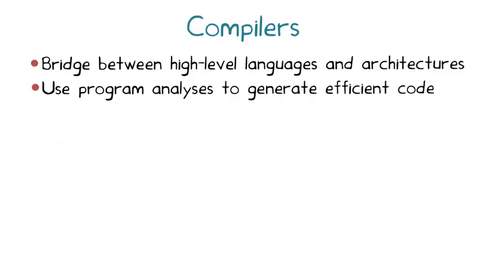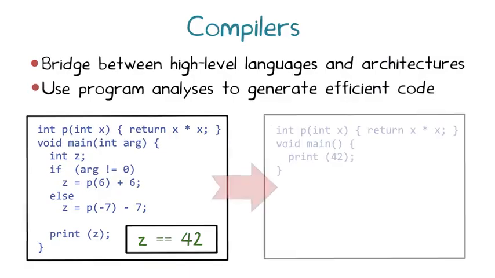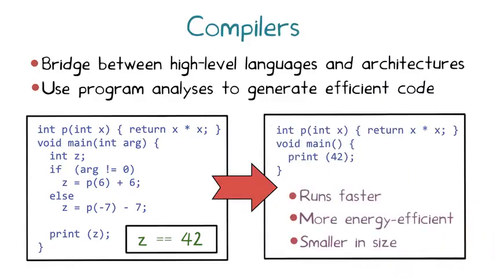Let us see a simple example of how a program analysis can help a compiler generate efficient code. Consider this example program. We saw earlier in this lesson how a static analysis can discover the program invariant z equals 42 at the end of this program. A compiler can use this invariant to simplify this program. The simplified program simply prints 42. It is easy to see that this simplified program is more efficient than the original program. It runs faster, it is more energy efficient, and it is smaller in size.